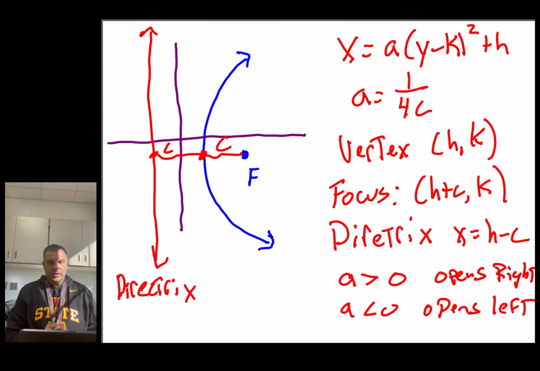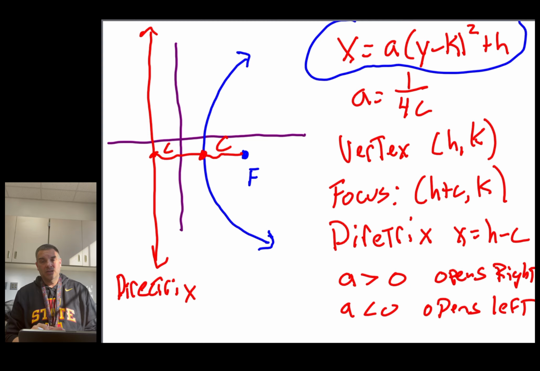The other type that we could have is a parabola that opens to the left or opens to the right. I think I did that backwards, but whatever. In that form, our equation for a parabola is x is equal to a times (y minus k) squared plus h. Notice the k and the h kind of flip around. Now, understand, there's other ways to write this equation. This is just the way that I write it.